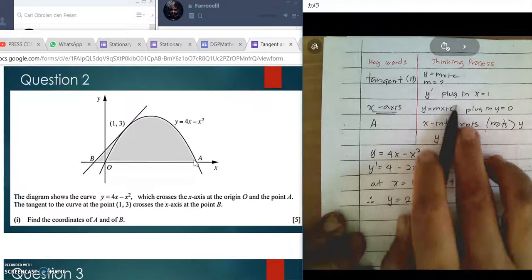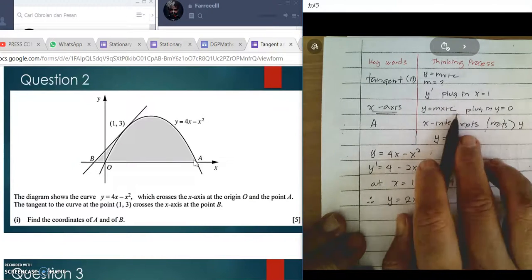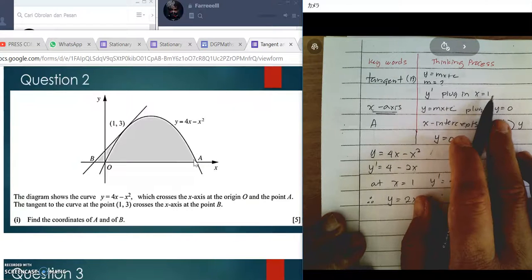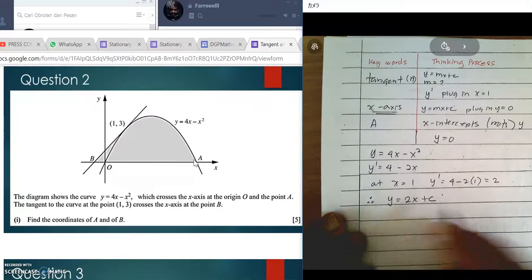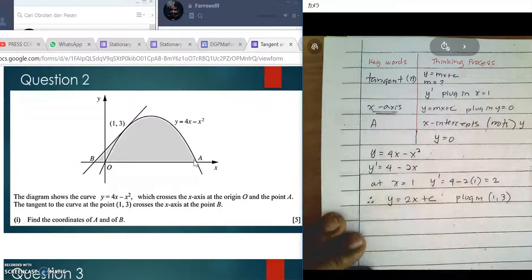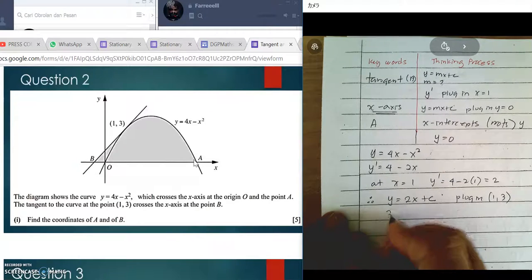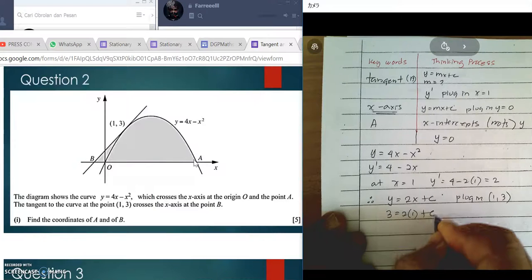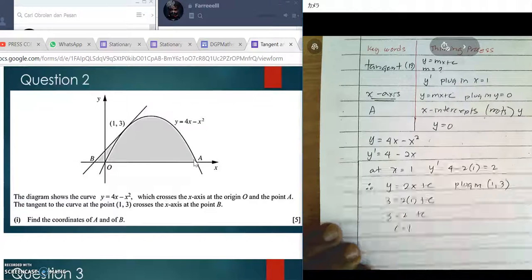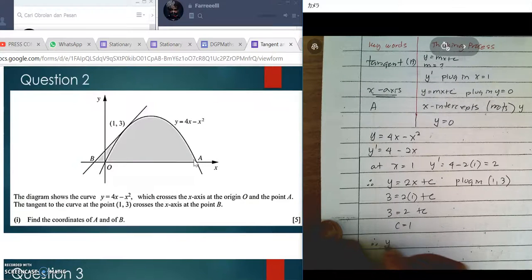However, to find the value of that c, you need to plug in x equals 1 and y equals 3. So when you plug in (1, 3), that's 3 equals 2 times 1 plus c. So 3 equals 2 plus c, c equals 1. Therefore, the equation of your line is y equals 2x plus 1. So that is the tangent that passes through B.